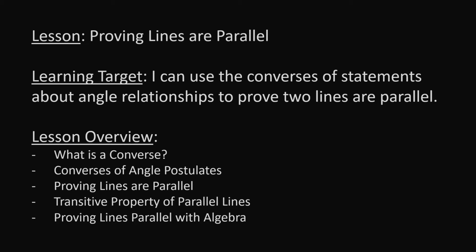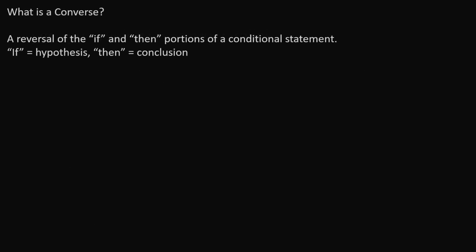So let's begin. First, let's talk about what's a converse. A converse is essentially the reversal of the if and the then portions of a conditional statement. We know that in science class we use a lot of hypothesis-conclusion statements: if, then, because. So here's an example. If it is raining, then the grass is wet. Our hypothesis would be it's raining. Our conclusion would be the grass is wet.